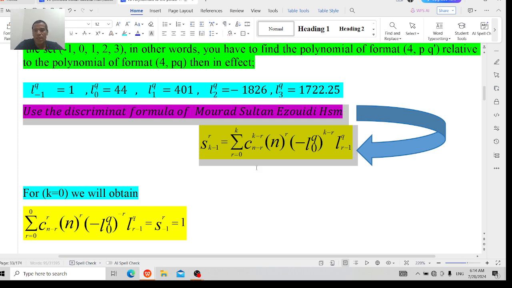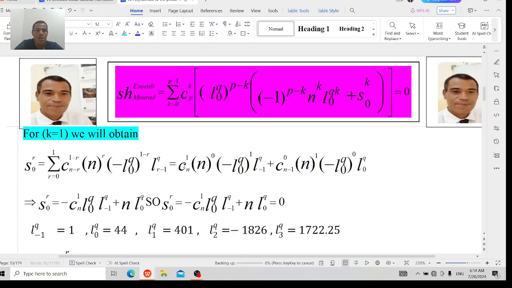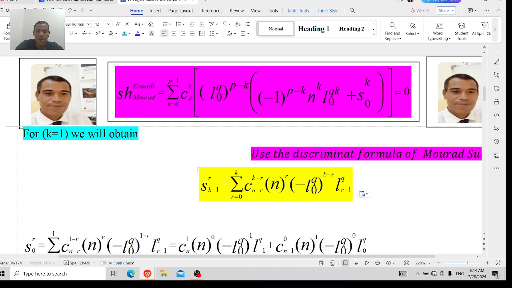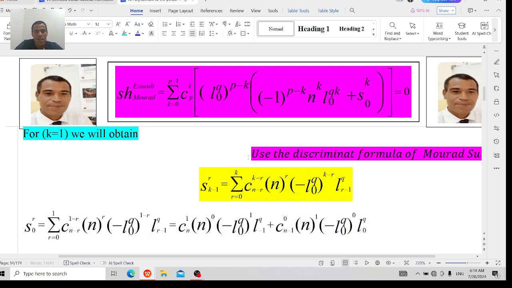Now we proceed, learners. We said that I'm going to focus on the discriminant formula, which is this. When k equals 1, I'm going to replace k in the discriminant formula, with k equal to 1, to find S0 for the cube.